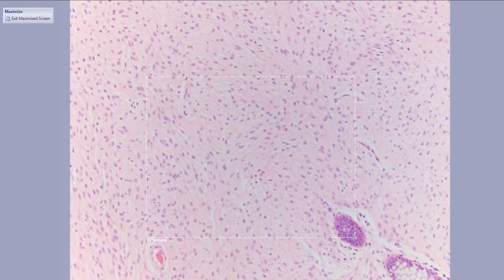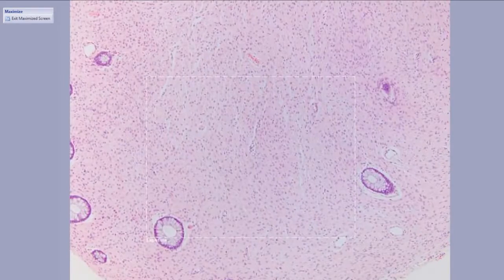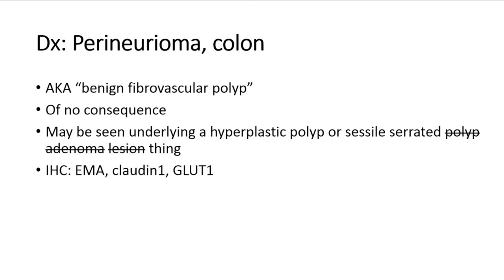If you did stains for this, it might be positive for EMA, it might be positive for Claudin-1, it might be positive for Glut-1, if you're really doing all of these stains on this little polyp. The old term for these is benign fibroblastic polyp of the colon. But with that immunoprofile that I just mentioned, the current term is perineurioma of the colon. They by themselves don't mean anything.